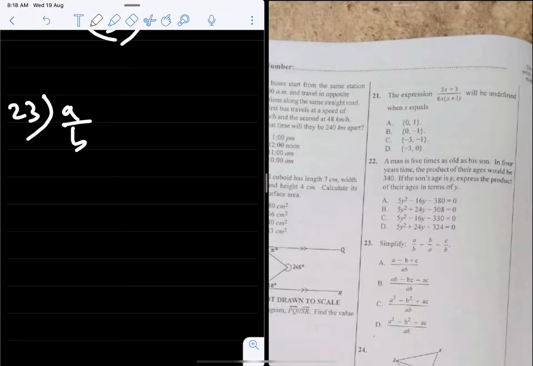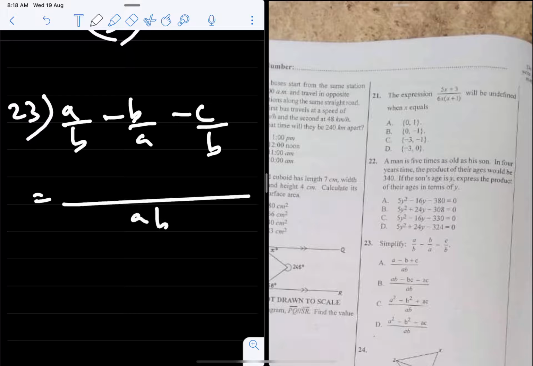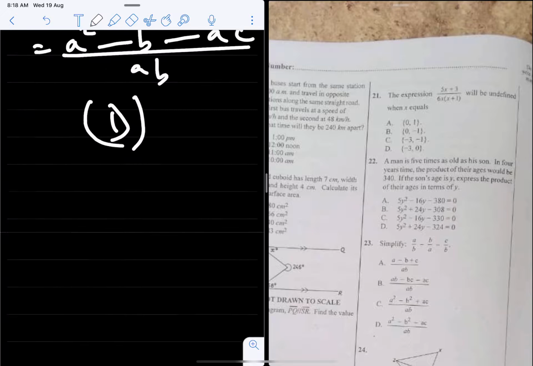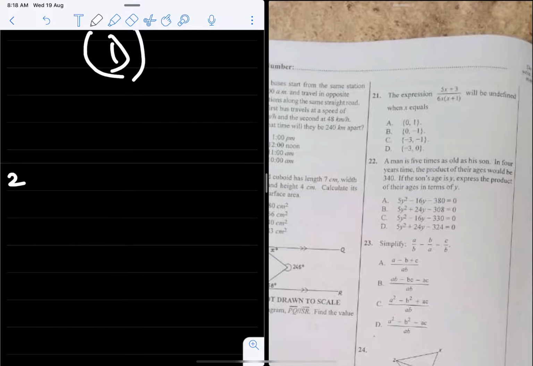Simplify a over b minus b over a minus c over b. The LCM is ab, and that means a squared minus b squared minus ac. The correct option is a squared minus b squared minus ac over ab. The correct option is D. Now to the next, number 24.